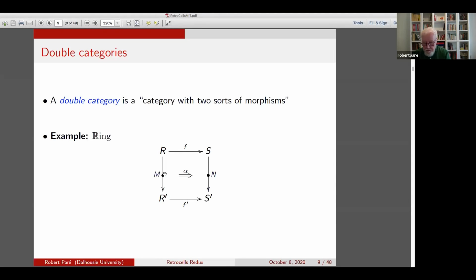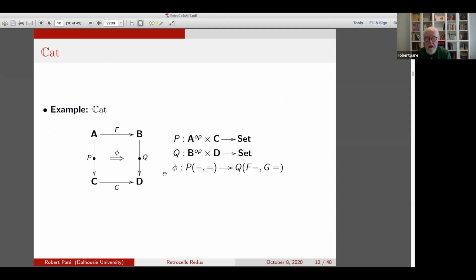Okay, so good. The double category Cat, and I'm thinking of this as being Cat itself in the double world. An object is a small category A, a horizontal arrow is a functor, and a vertical arrow is a profunctor. Here I give you my convention: a profunctor from A to C is a functor from A opposite cross C into Set.